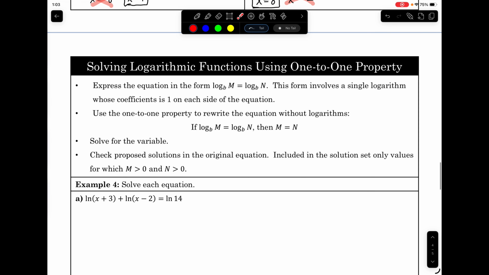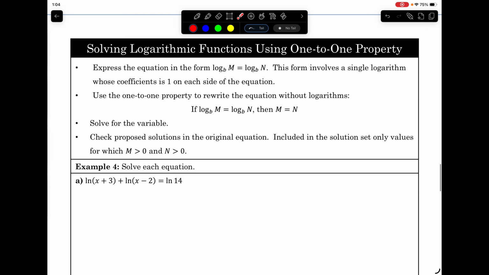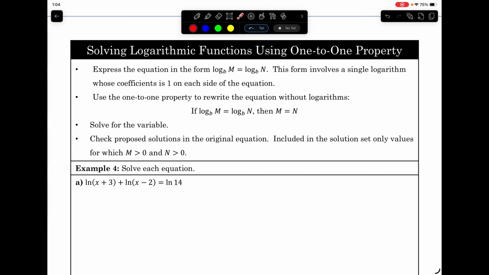Now for the last two examples, we're going to use the one-to-one property that logs have. This is very similar to exponentials. If we can express one log on the left equaling the exact same log, in other words, the bases are the same, then I can use the fact that m and n are going to be equal to each other. The values of the logs are going to be the same. This involves using a single log with coefficient 1 on each side of the equation. I can then solve for the variable, and like always, check that my solution guarantees that this value here is a number bigger than 0.